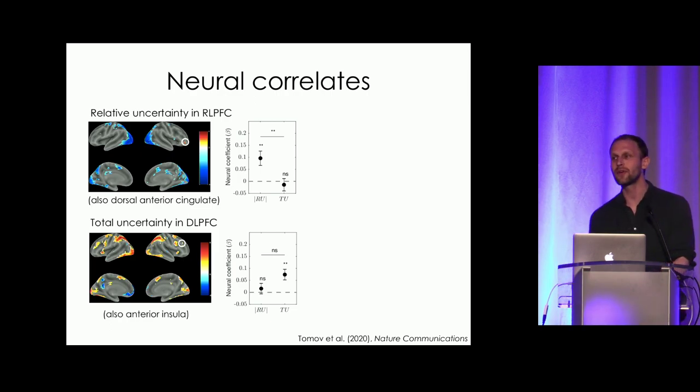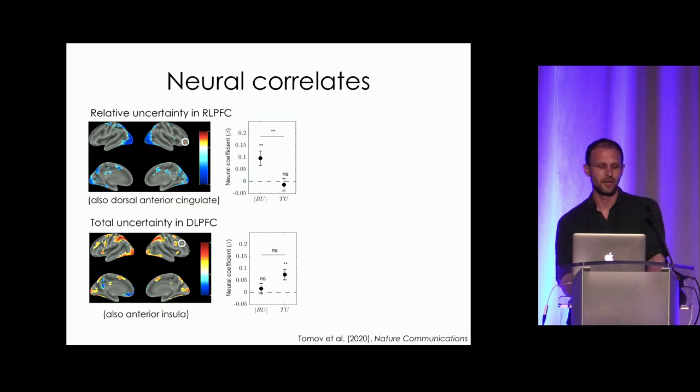We also see some other areas that I had shown you before. So dorsal anterior cingulate shows up in the relative uncertainty regressor, and anterior insula shows up in the total uncertainty regressor. So that might provide some insight into why those areas were showing up in our observer bet study.